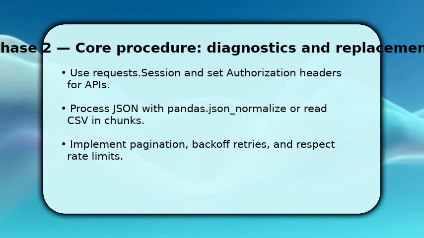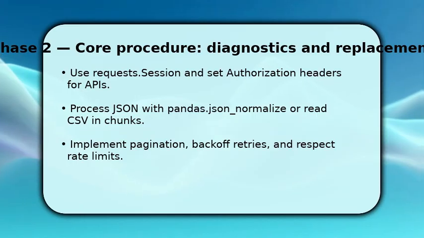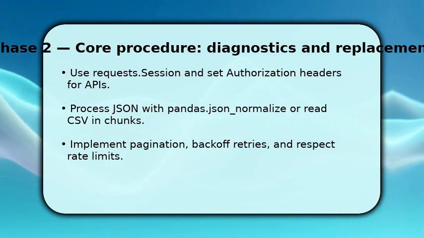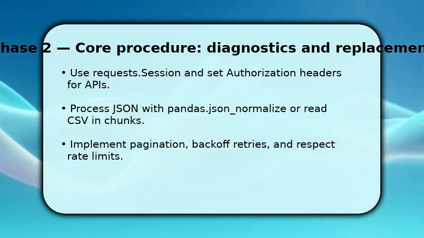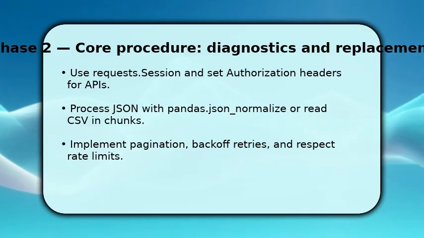Now you parse and robustly retrieve larger datasets. Create a requests session to reuse connections, add headers for auth, and call endpoints that return JSON. Once you have JSON, use Pandas json_normalize to flatten nested structures, or Pandas read_csv with chunksize to stream big files.